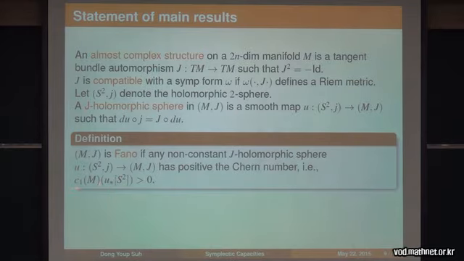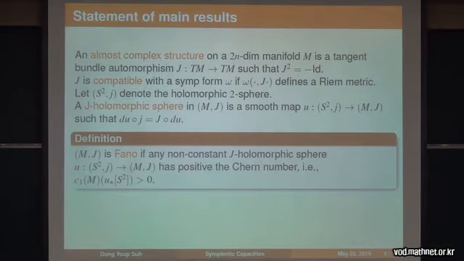This Chern number is a cohomology class, a second cohomology class, evaluated on u star of S2, the homology generator, the orientation class. This is called Fano for any J-holomorphic sphere. So the Fano condition has nothing to do with the symplectic form. It's only for complex structures, almost complex structures.